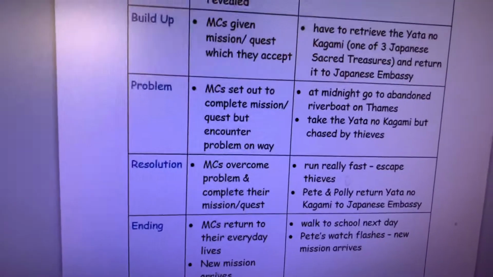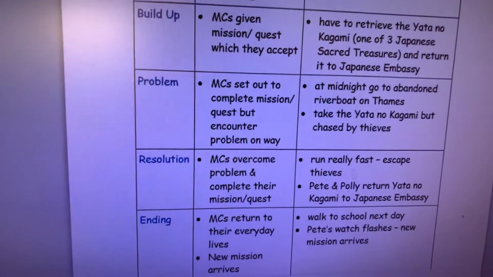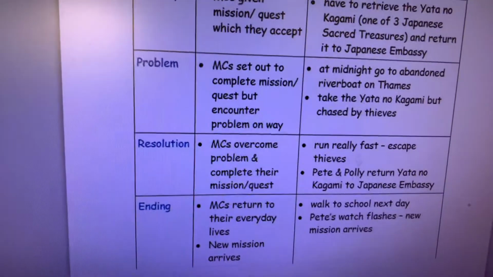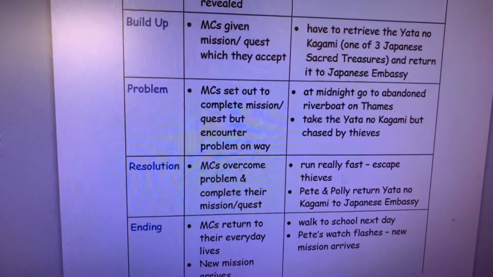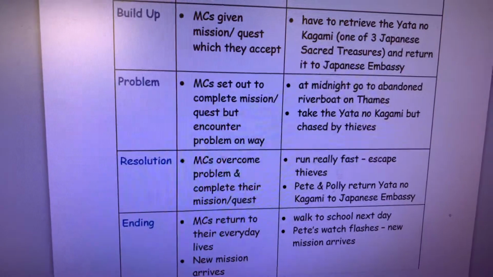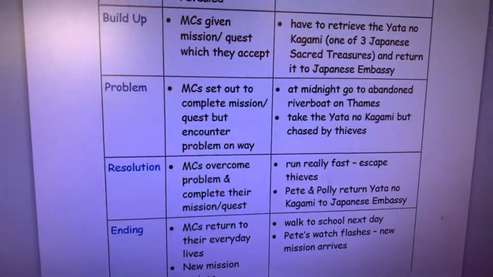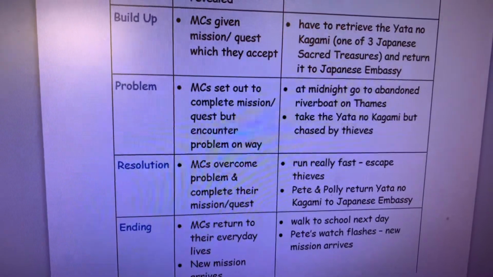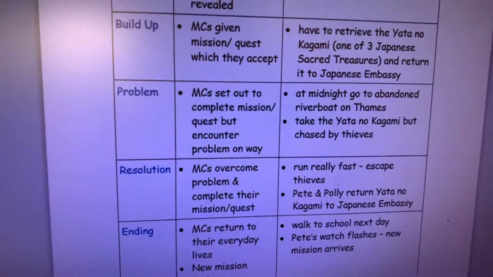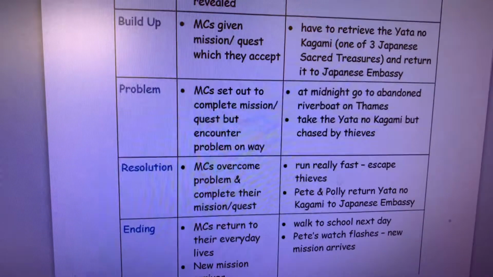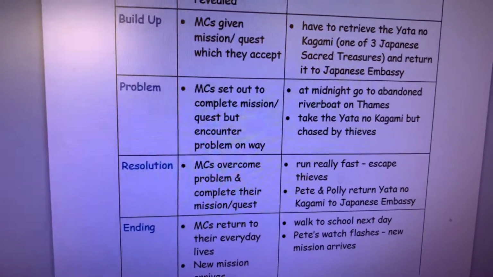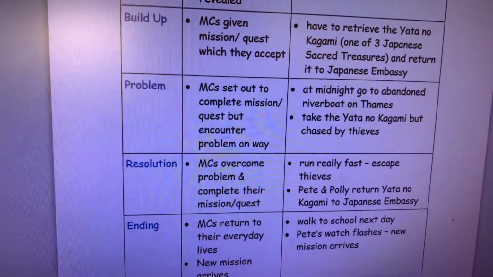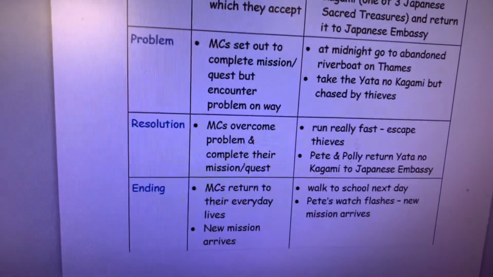The resolution, how did they end it? They actually overcome the problem and they completed their quest. So what they did is they grabbed the mirror by letting out that green gas, the green mist, and then they ran away from the thieves, and then they returned the mirror to the Japanese embassy.